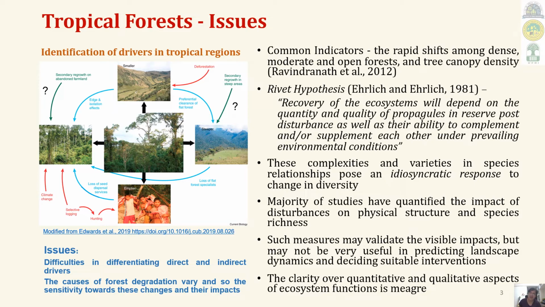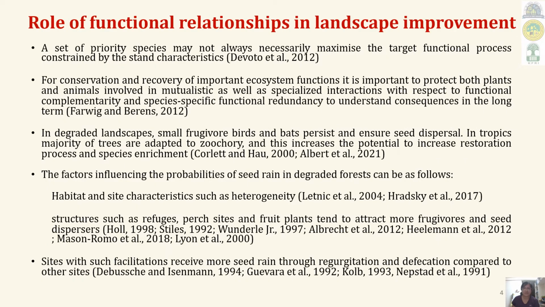Available studies mostly give information about the impact of disturbance on physical structures and species richness, but clarity over the impact on ecosystem functions is meager. As there are so many direct and indirect causes of deforestation and degradation, without proper knowledge of how these factors influence forests and how landscapes are thinned out functionally, it is very difficult to predict what the state of the landscape shall be in future and what the suitable interventions should be. To functionally improve the landscape, recovery of important mutualistic and specialized interactions is important, and along with the recovery of other species, these should also be focused on.